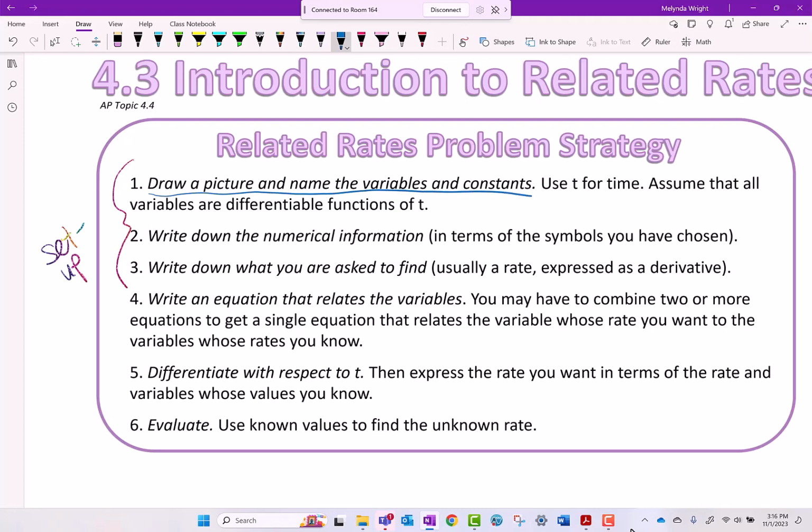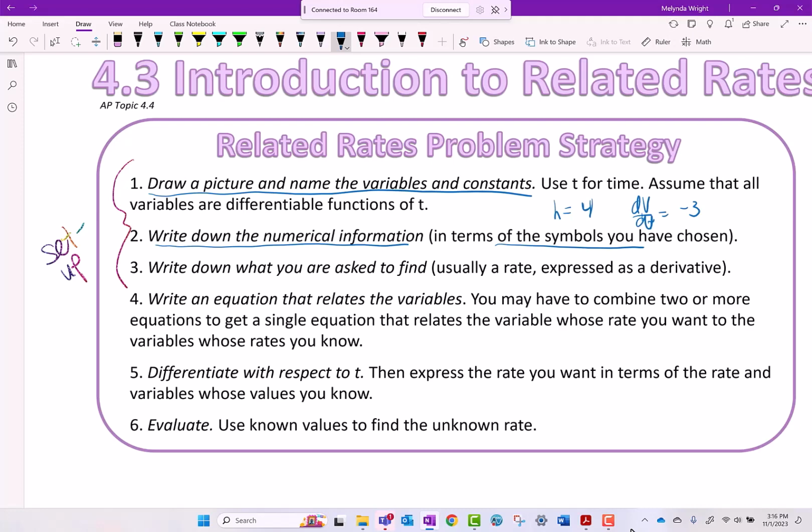Then we write down all the numerical information in terms of the symbols that we picked. Let's say we are given height equals something. I'm just going to make up a number: height is 4. And maybe for volume, the change in volume, dV/dt, is -3. That's what we would do when we write down our numerical information. We write it down in symbol form.